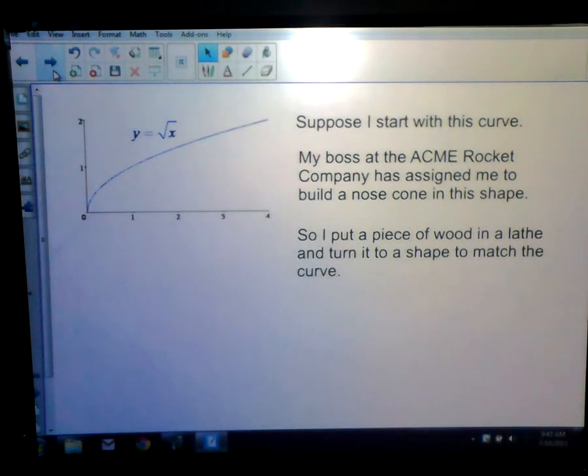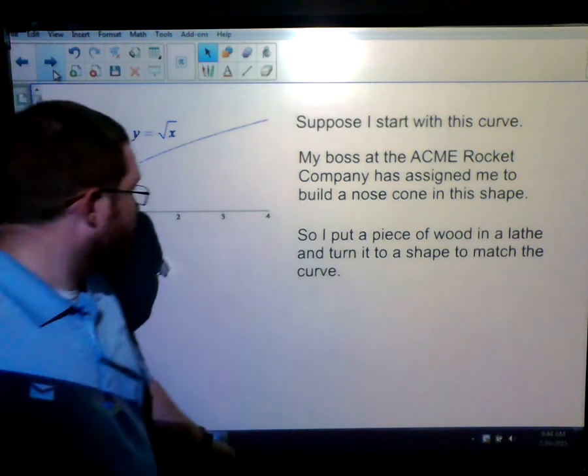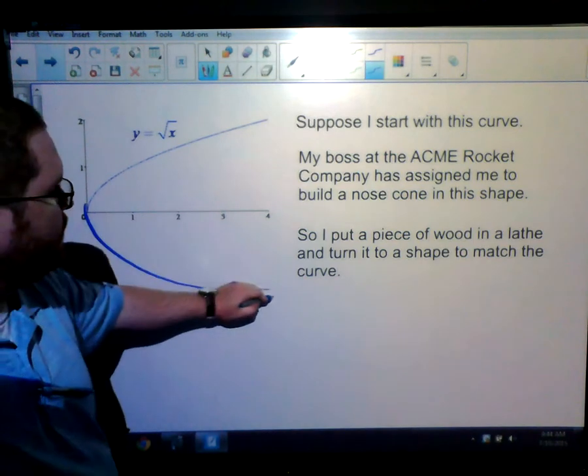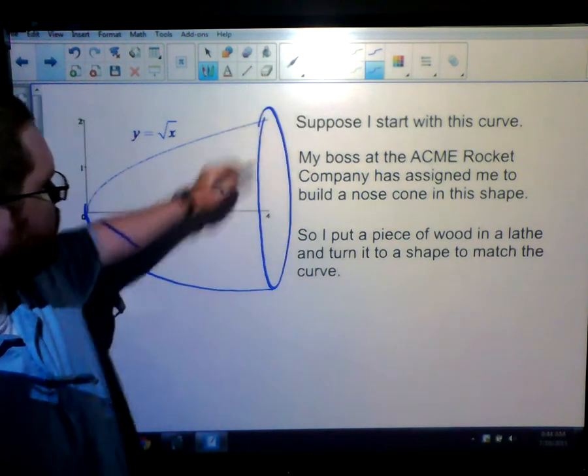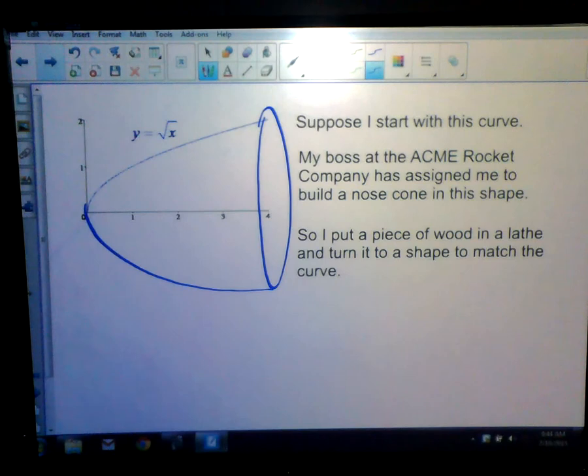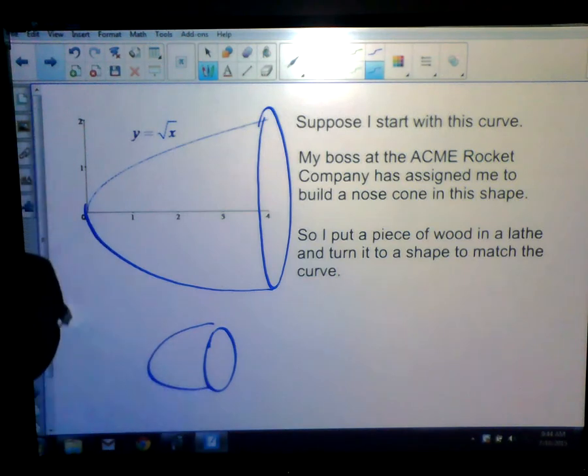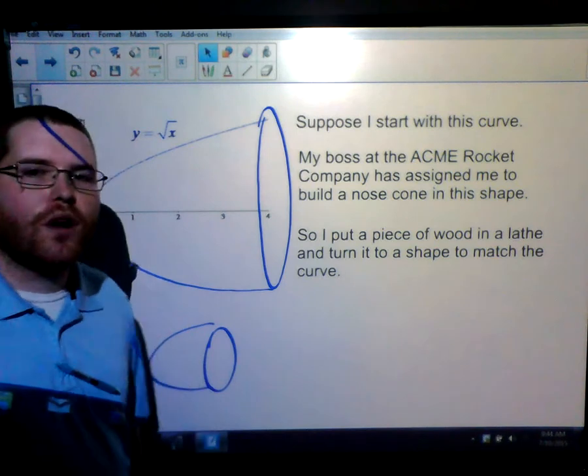Suppose I start with this curve, y equals the square root of x. My boss at the Acme Rocket Company has assigned me to build a nose cone in this shape. So I put a piece of wood in a lathe and turn it to shape to match the cone. So what shape is this going to be? Well, it's going to look like this. So I'm going to have a 3D shape. It's round with a curve for the front. Kind of looks like an acorn or something like that. That's supposed to be the nose of a rocket.